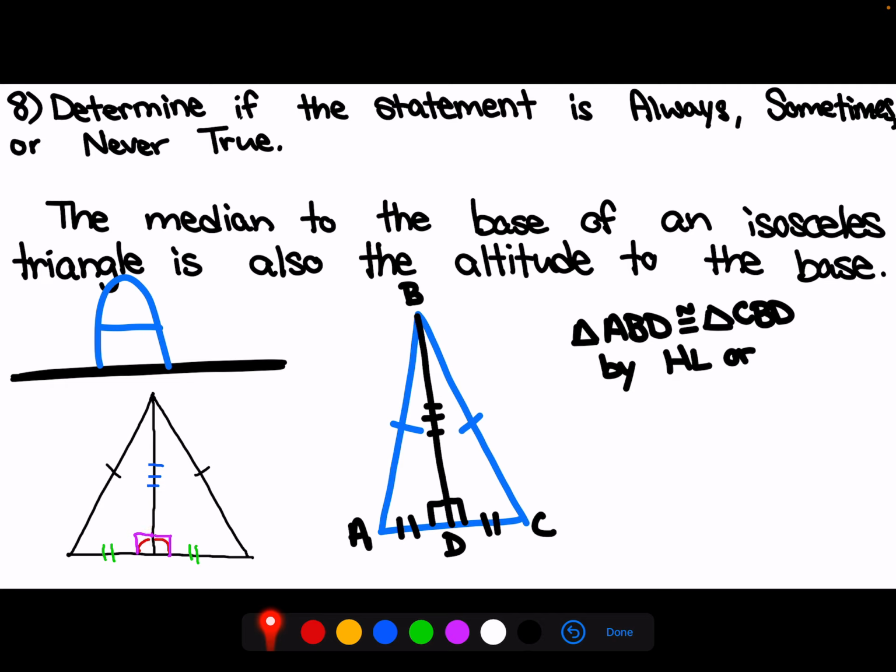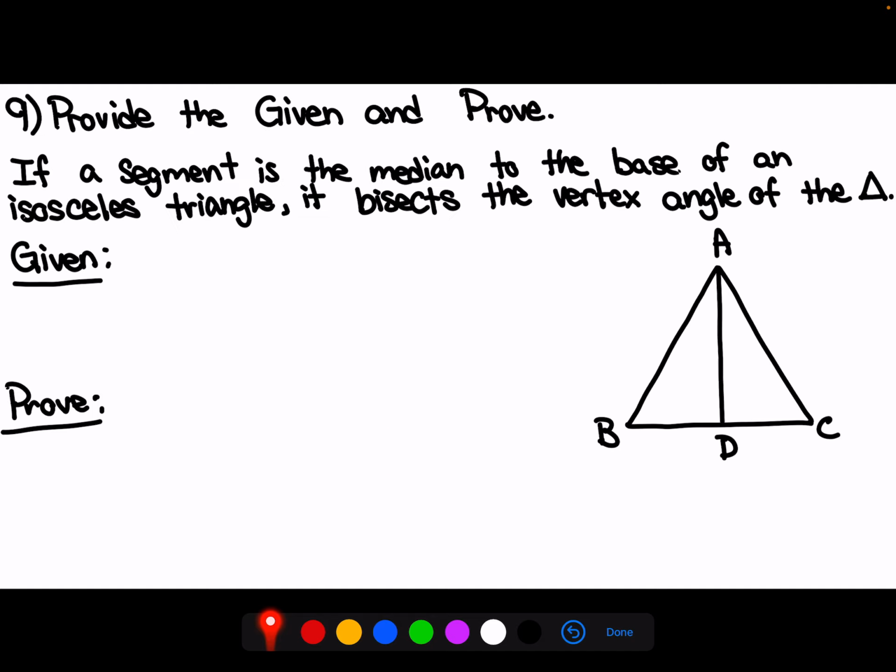That is always going to be the case for isosceles triangles and equilateral triangles. It will never be the case for scalene triangles. So just keep that in mind. All right, next up, number 9. Provide the given and prove.